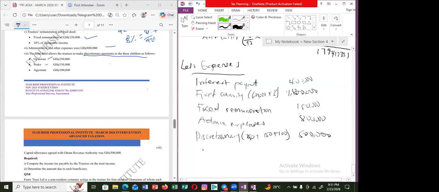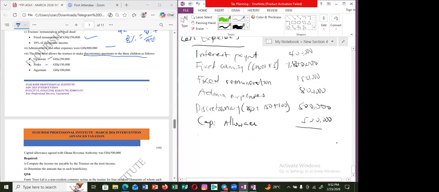Yeah, capital allowance. Allowance is also 500,000. So please help me with the total. 4,150,000. Please come again. 4,150,000. Somebody also said five something. No, it's the same, you also have the 4 million.